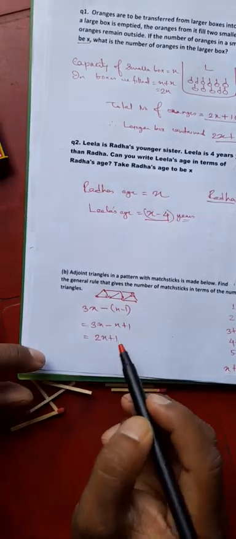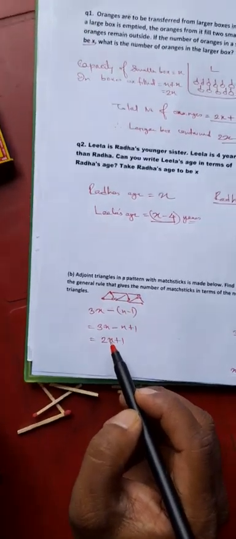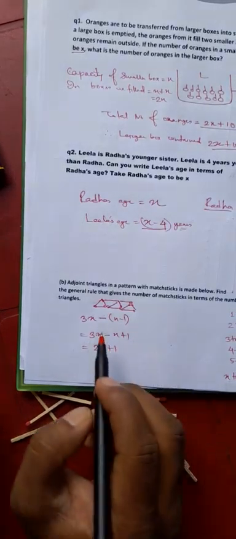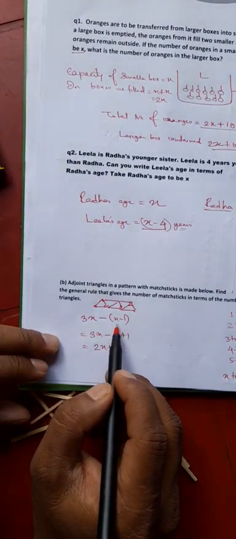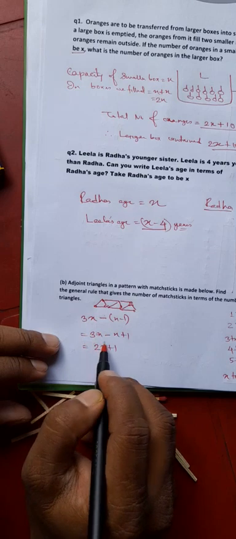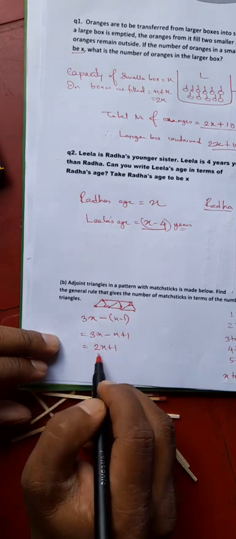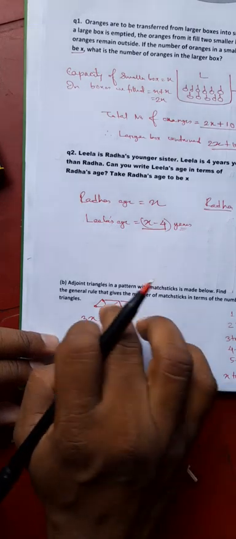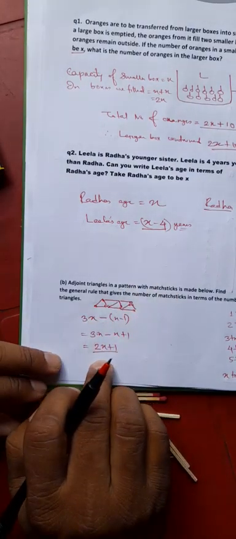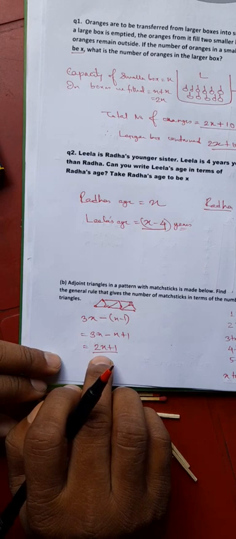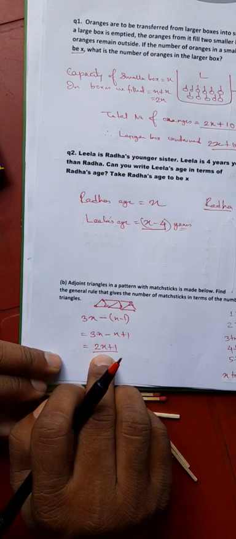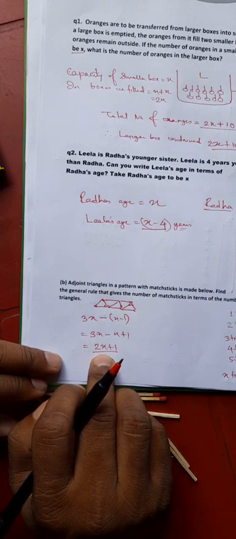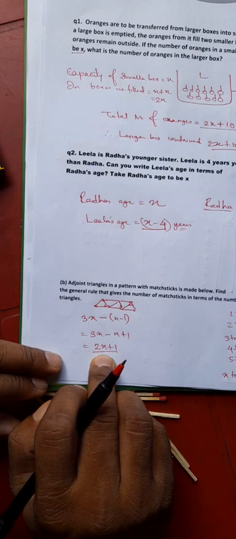So this matchstick pattern we try to explain in terms of variable. This is 3x minus x minus 1, 3x minus x plus 1, twice x plus 1. We try to generalize this pattern of triangle. So if you put any value, then you will find the number of sticks required for making the triangles.